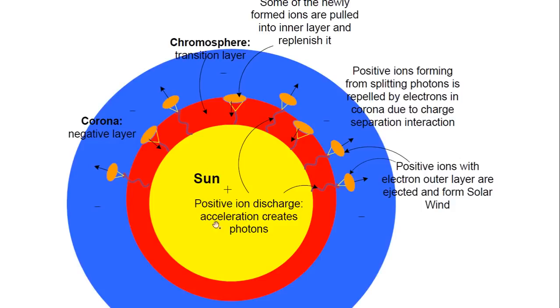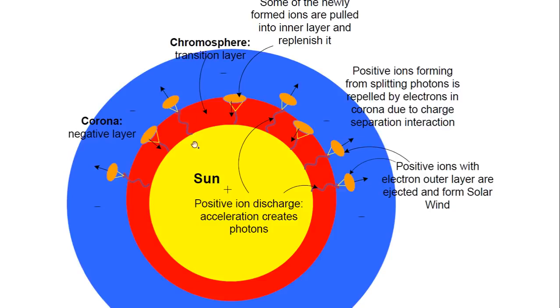It has its inner layer, and the surface of that layer is the photosphere, and that is the positive layer, it's the nucleus. The sun acts like a super atom in that it has a positive nucleus and it has electrons, a negative layer on the outside. Now in the sun there's also a type of transition zone between the negative and the positive, and this is called the chromosphere.